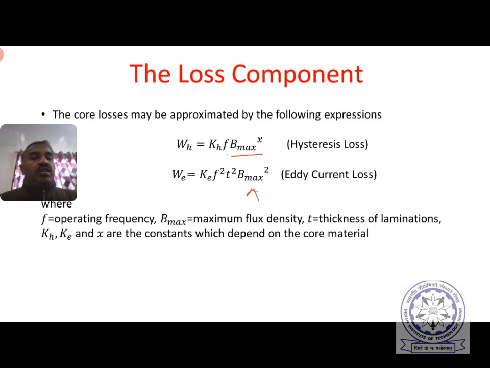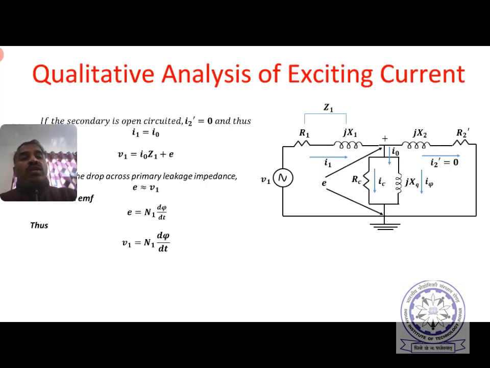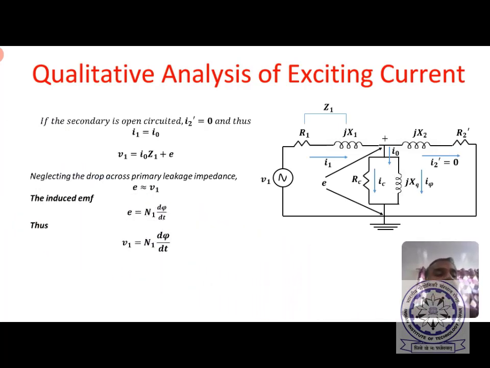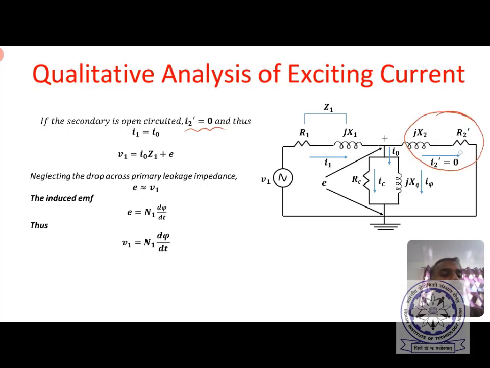So this is about the last component of the no load current, and then quantitative analysis of exciting current. So here if the secondary is open circuited, so I2 dash is 0, meaning this portion is not there. You can simply delete this portion, and then you have only R1 jX1 in series with the parallel combination of RC and jXm.